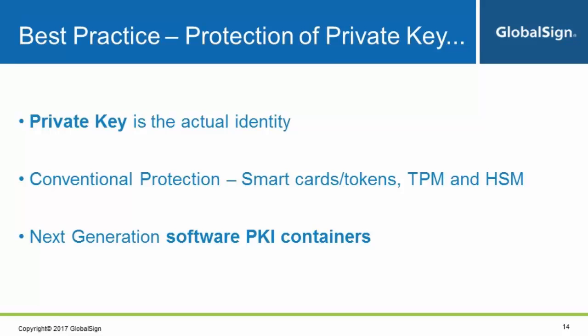Not just the roots, not just the intermediates, not even the issuing CAs, but on your endpoints. Endpoint could be a web server, it could be a device, it could be a desktop, it could be a laptop. You need to protect the private key everywhere. If you don't do that, that becomes your weak link. So private key protection is extremely important.